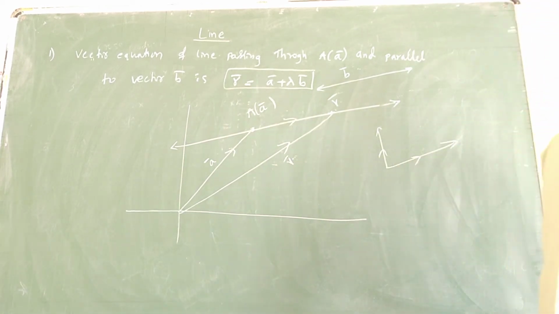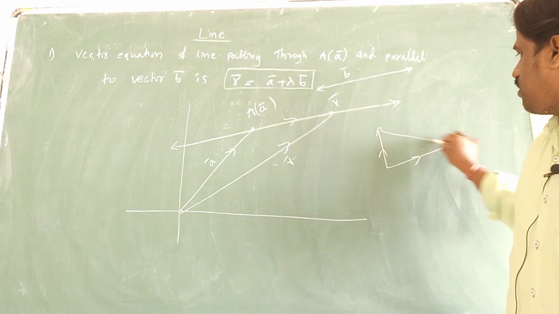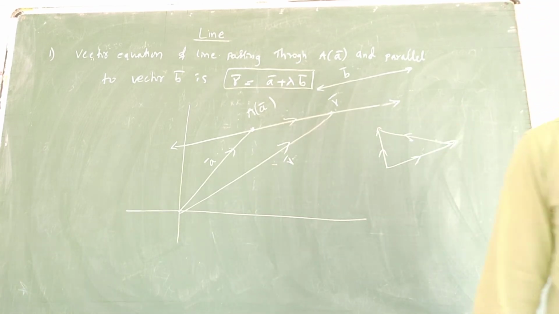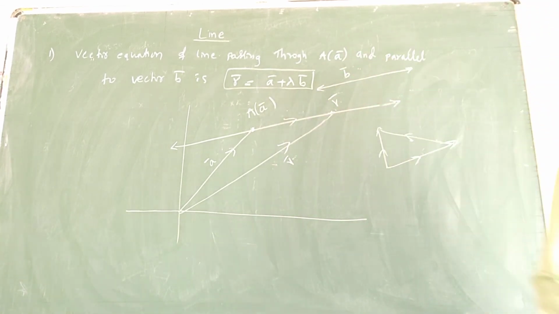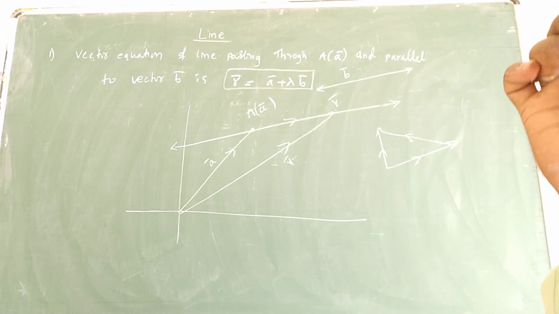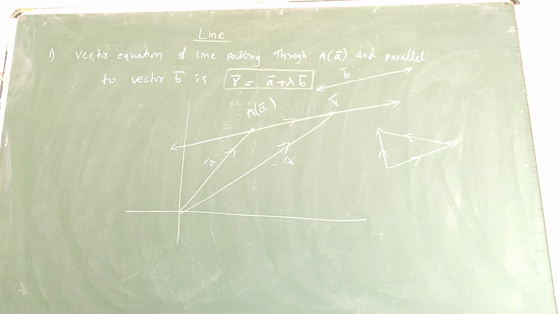Right? So that is what here. A vector plus this length is equal to that length. So you will be having this vector law. By that only you got this one: R vector is equal to A plus lambda times B vector. Understood? So this is called the vector equation of a line passing through a given point and parallel to the given direction.